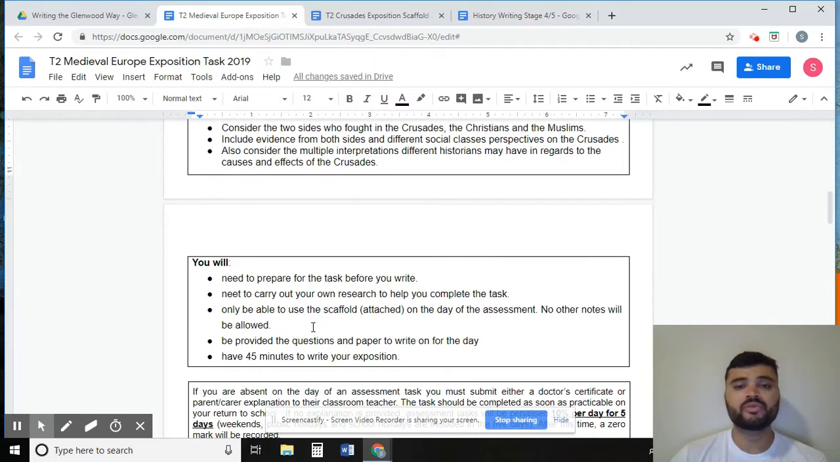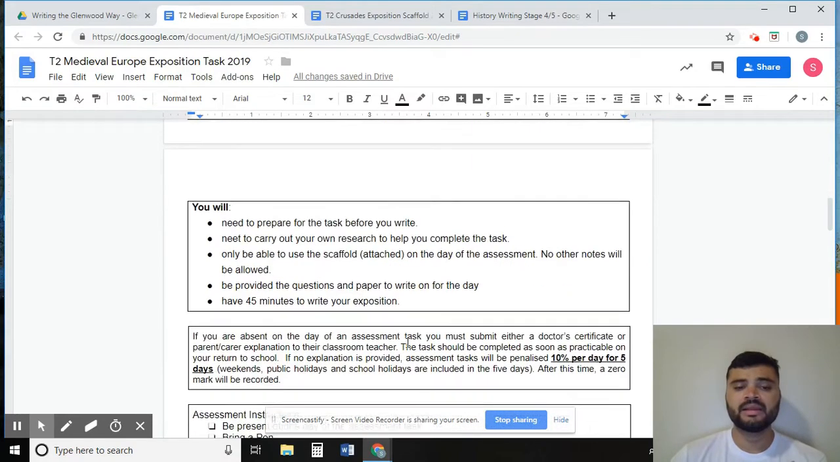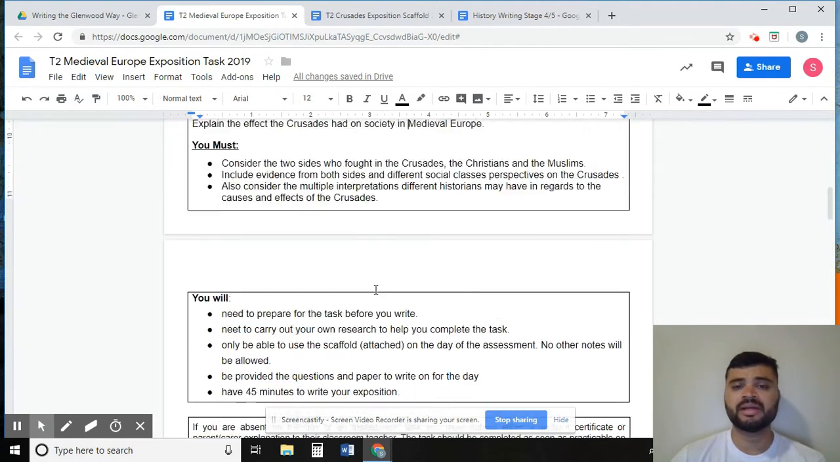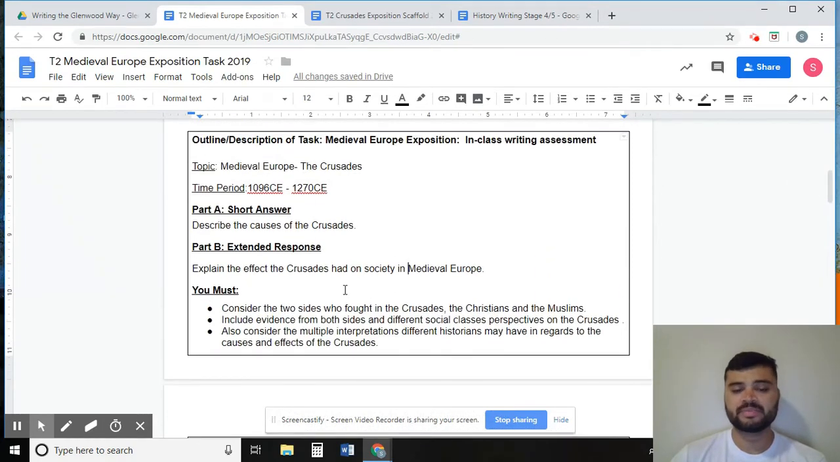No other notes will be allowed. You will be provided the questions and paper to write on the day of the assessment task. You will have 45 minutes to write your exposition. Let's continue to go through the assessment and we'll go back and we'll talk about what to expect and what Ms. Dwyer and I are expecting for this task.